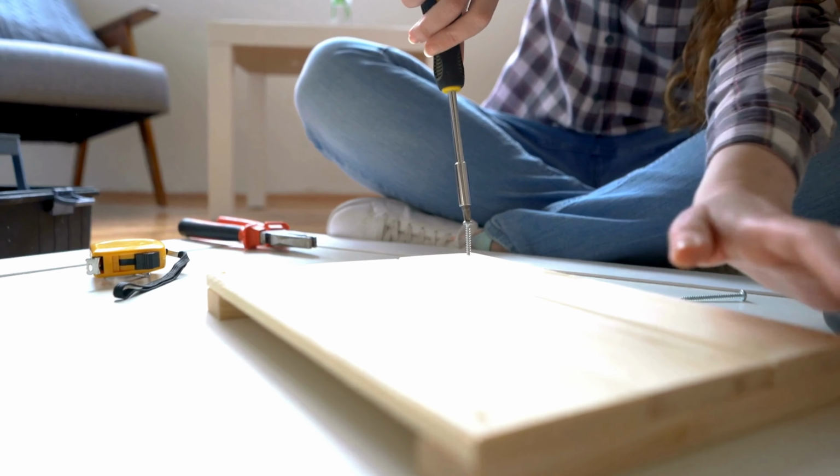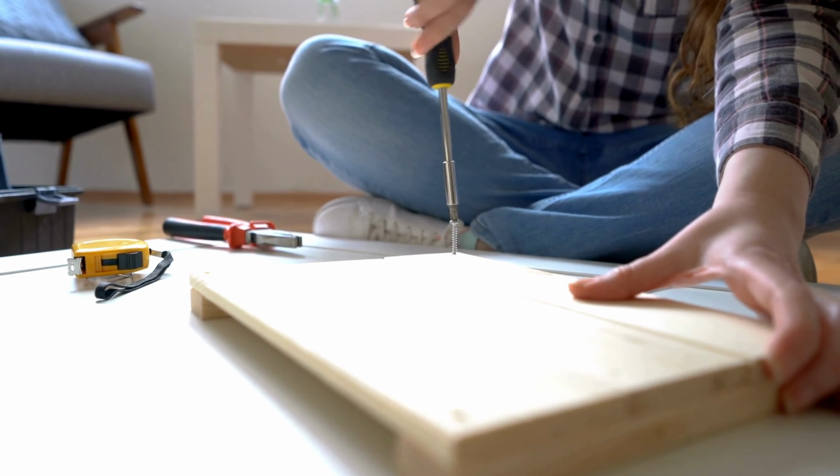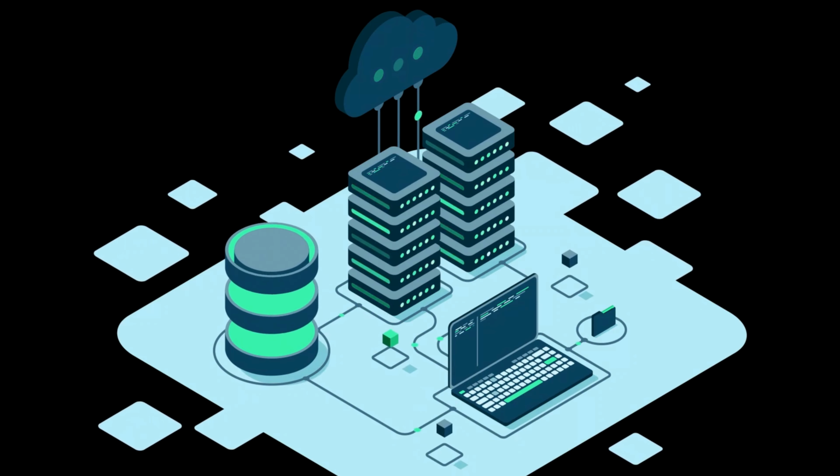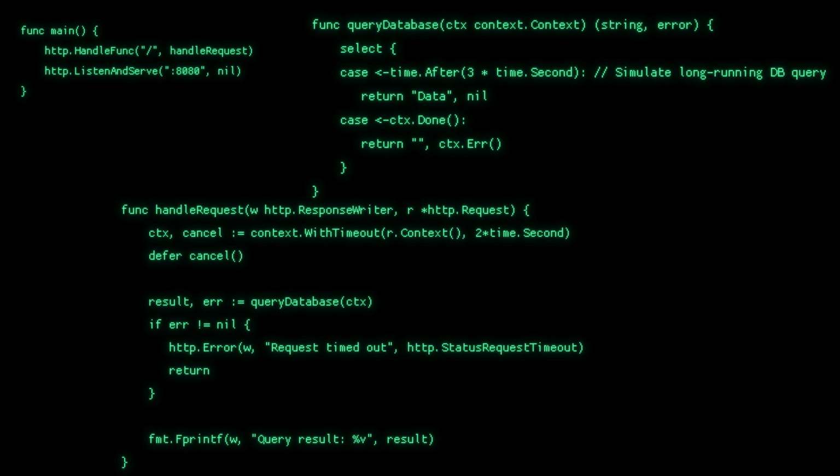Let's consider a more practical example. Imagine handling an HTTP request where we want to ensure a database query completes within a certain time, or the request should be canceled to free up resources. Inside the HTTP handler, we create a context with a 2-second timeout using context.WithTimeout. The queryDatabase function simulates a database query that takes 3 seconds. Since our context times out in 2 seconds, the query gets canceled. If the context is canceled, the server responds with a request timed out message.